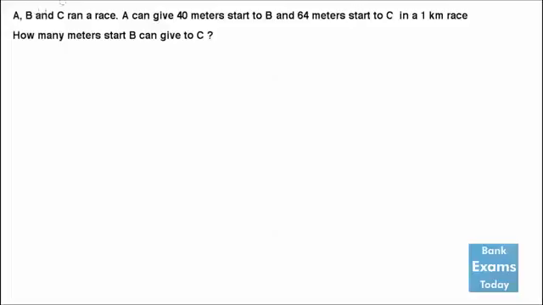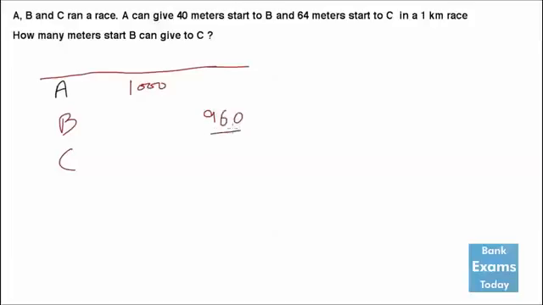So first of all, I'll write it as A, B, C. There are these three competitors. When A ran for 1000 meters, B ran for 960 meters. So he gave a 40-meter start to B. And when A ran for 1000 meters, he gave a 64-meter start to C.